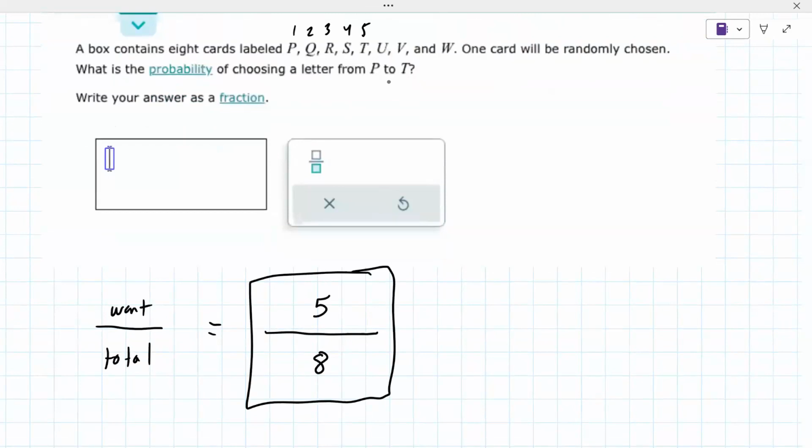I think where I was getting thrown off with this question is I kept trying to simplify, and it wasn't even asking me to simplify. There's a possibility that if it said from P to S, you'd have to simplify that because it would be 4/8. So you're right. Your thinking's good. If you can, you should reduce.